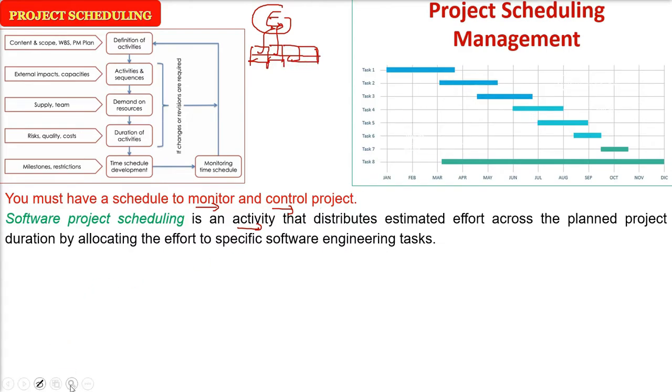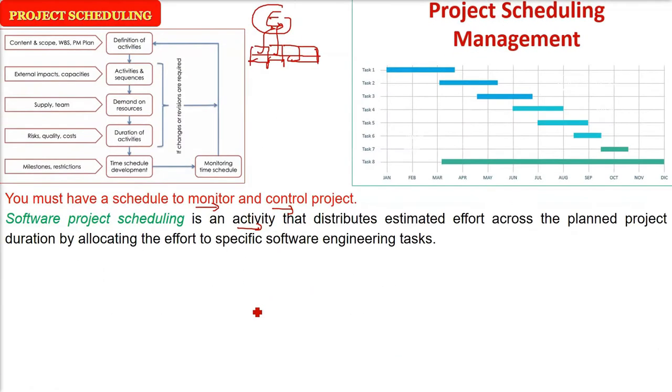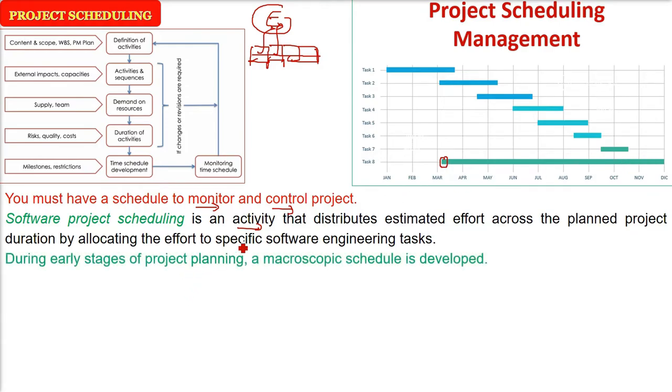I'll just give you a hint here. See, this is a task starting in January, ending in mid-March. So this is a kind of task. This is the scheduling you have to do. And this is to be done for every task which you have finalized, depending upon the project. So for example, this eighth task is going till the end, but it is starting just in the beginning of March.